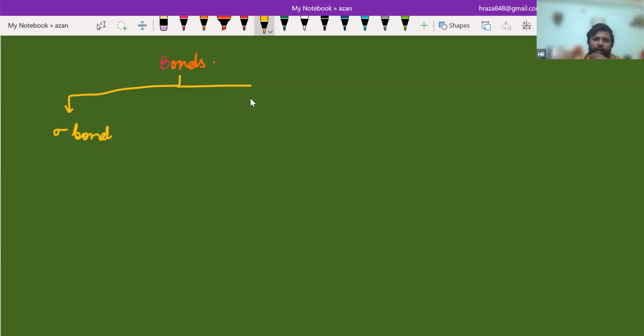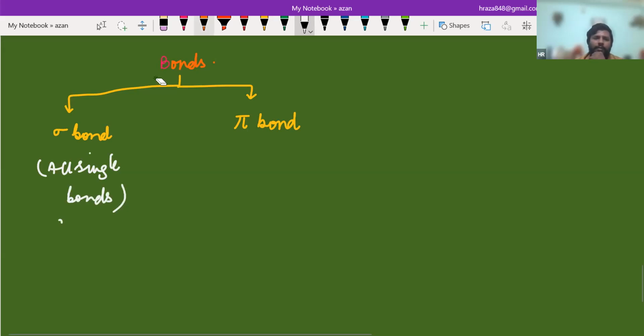Now, bonds are of two types. One is called sigma bond, and another is pi bond. Sigma bond and pi bond. See, all single bonds are sigma bonds.